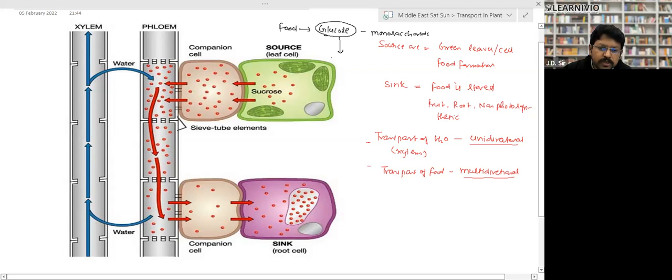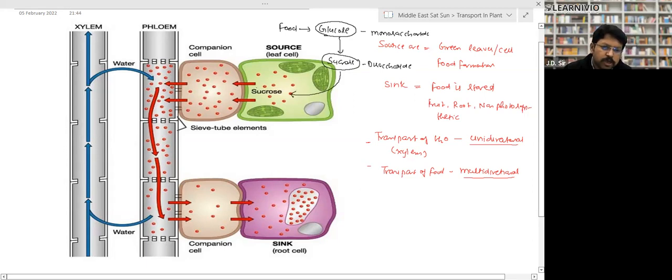Glucose changes into sucrose. Transport of sucrose takes place. Then what is sucrose? Sucrose is a disaccharide. So sucrose is transported, then transport of sucrose takes place.